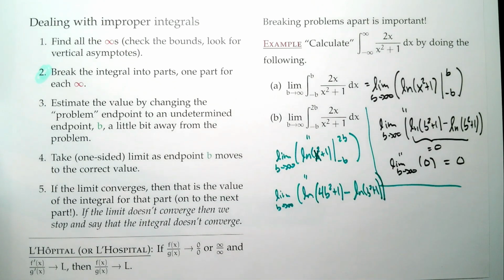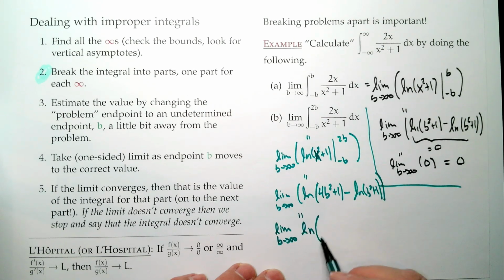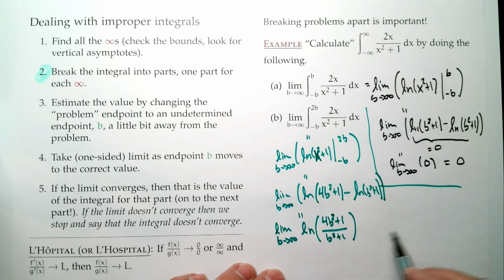All right. Now, these don't outright cancel. But what can we do? We have 2 logs. They're being subtracted. What are we allowed to do? Yeah, so this is one of the cool properties about logs, is that subtraction becomes division on the inside. So log of 4b squared plus 1 over b squared plus 1.